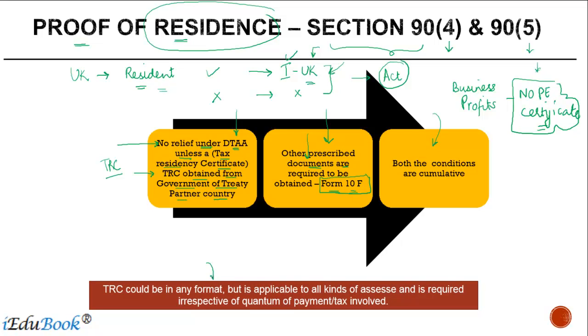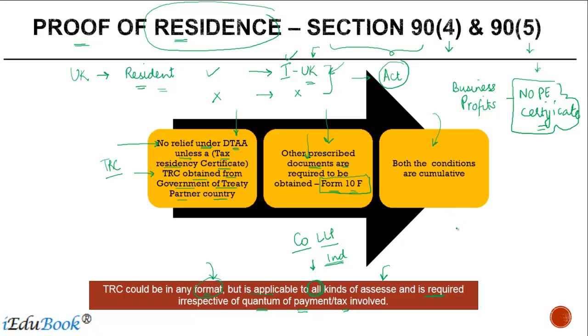The TRC could be in any format. There's no specified format which is there for a tax residency certificate, right? Different governments may give it in a different format. As long as the sum and substance is that the person is a tax resident, that should be okay. This is applicable to all kinds of assessees. It is not only the companies which have to get it. Even an LLP, if we want to take a benefit under the treaty, or an individual, they all are required to obtain a TRC, and it is required irrespective of the quantum of payment or the tax involved.